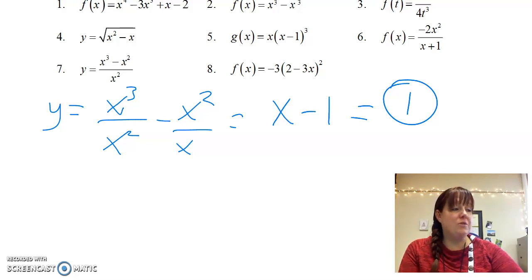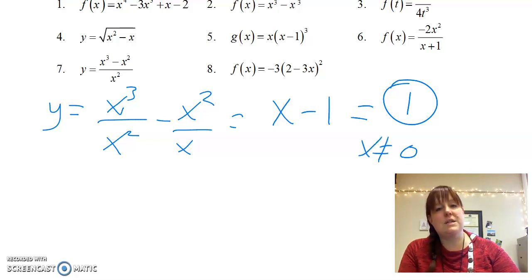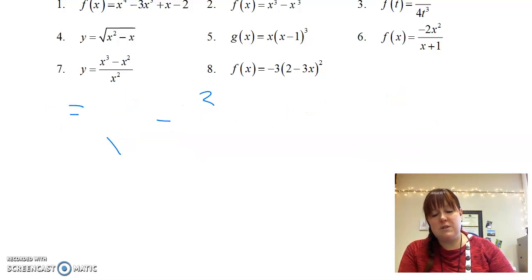This one does have a domain restriction, though, because when we do all this algebra, we get rid of something that was in the denominator of the fraction. But x cannot be equal to 0. So it doesn't hurt to write that, because if you have a domain restriction in the original function, you're going to have a domain restriction in the derivative, and you don't want to just gloss over the fact that it doesn't exist. Okay? So that would be 1 when x is not equal to 0.